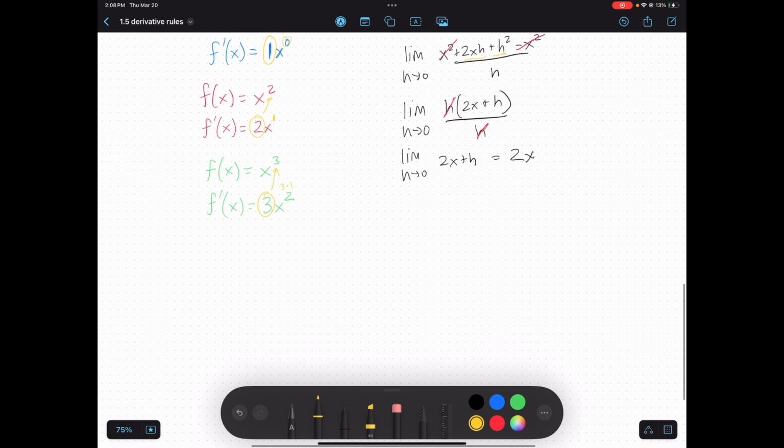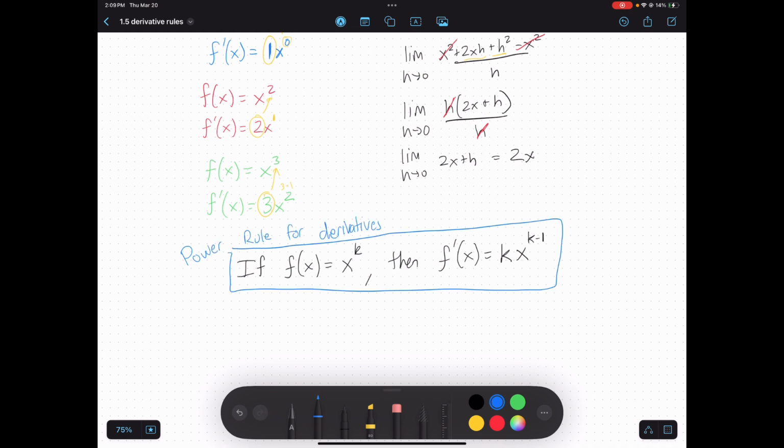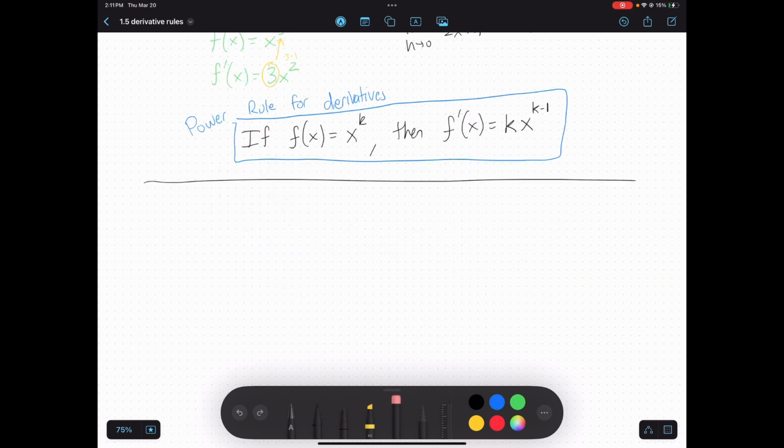So, because this follows a pattern, I now can come up with a derivative rule for power functions. If your function is a power function, then the derivative of it is you multiply by what your original exponent was, and then you decrease the exponent by 1. So I get kx to the k minus 1. And this is known as the power rule for derivatives. So now we have a nice shortcut rule for power functions.